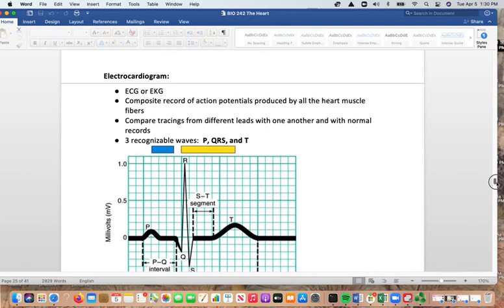See the electrocardiogram, this is going to look at the electrical activity of the heart, sometimes called the ECG or EKG. It's going to give you a written record of it. You can compare the tracings from different leads with one another and then compare it to normal. So we have 3 normal recognizable waves, the P wave, the QRS complex, and then the T wave.